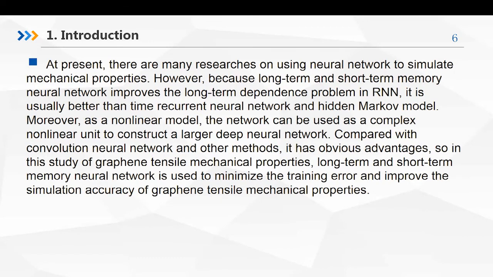At present, there are many studies on using neural networks to simulate mechanical properties. However, because the long short-term memory neural network improves the long-term dependence problem in RNN, it is indeed better than time recurrent neural networks and hidden Markov models. Moreover, as a nonlinear model, the network can be used as a complex nonlinear unit to construct a large deep neural network. Compared with convolutional neural networks and other methods, it has obvious advantages. So in this study, a long short-term memory neural network for graphene tensor mechanical properties is used to minimize the training error and improve the simulation accuracy of graphene tensor mechanical properties.